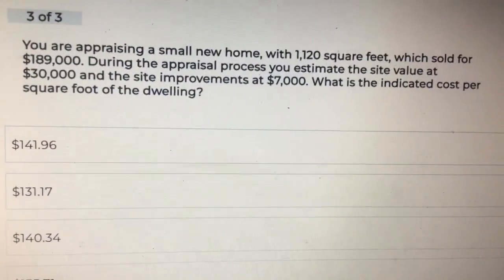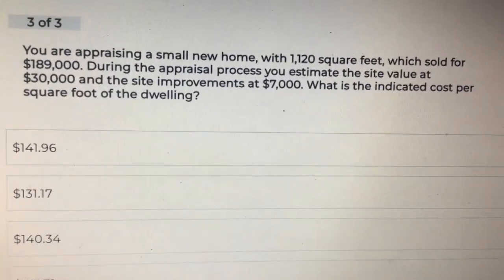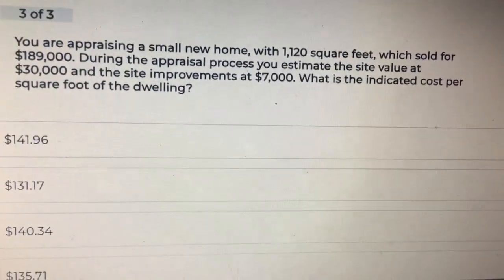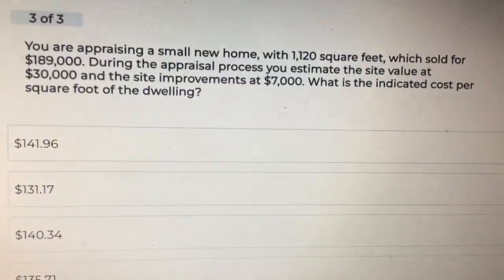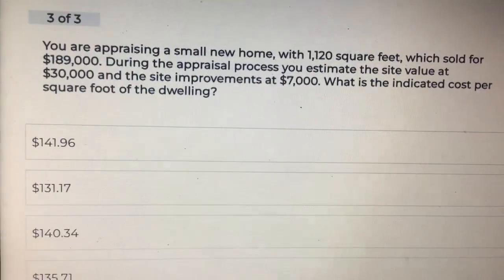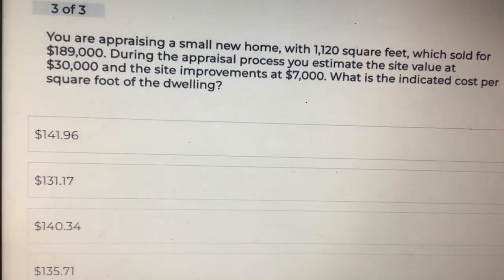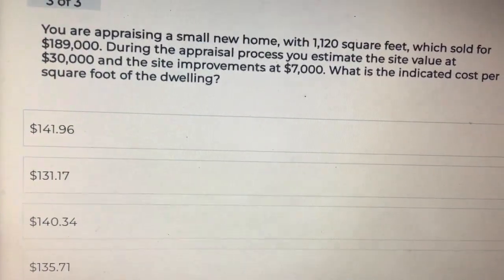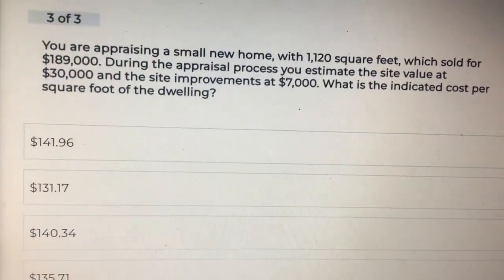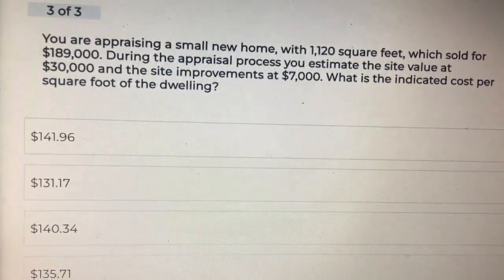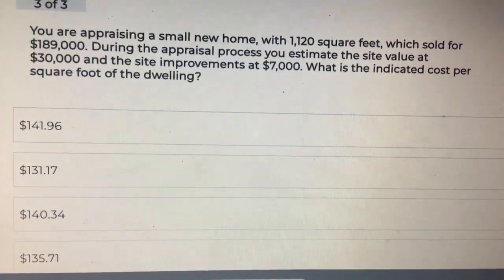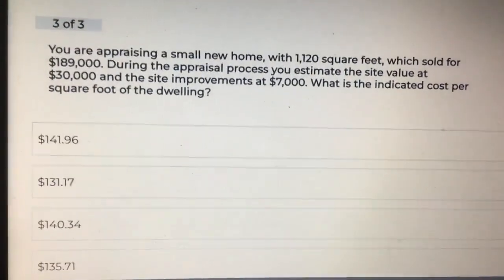Okay, what I'm gonna do is I'm gonna go that 189,000 minus 37,000. Well, site improvements, those are part of the dwelling, shouldn't it? Maybe. Which leaves me with $185,300 divided by the square foot. Okay, so there is no 165.446. So I'm going to try that again.